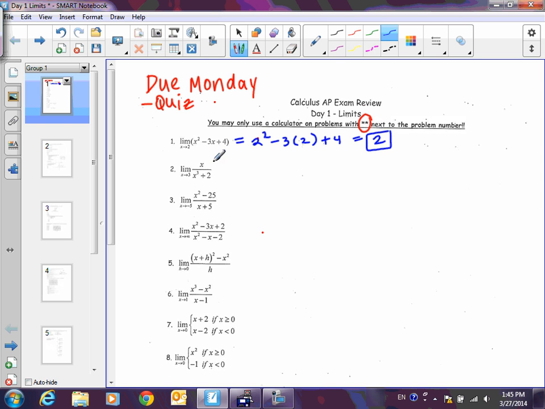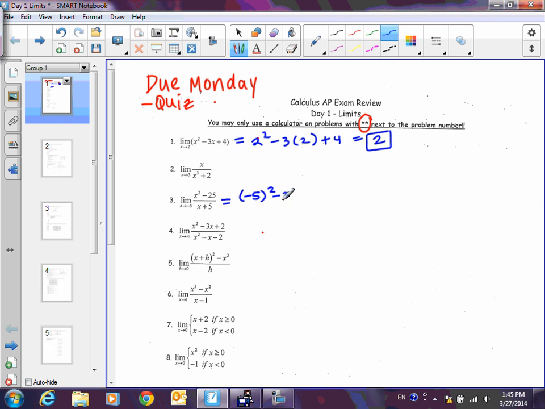Okay, I'm going to skip certain problems. You just get everything we don't do in class today, that's your homework. Okay, so I'm going to skip 2 because it's very similar. So let's look at number 3 now. So if we try this plug-in strategy on 3, something interesting happens.